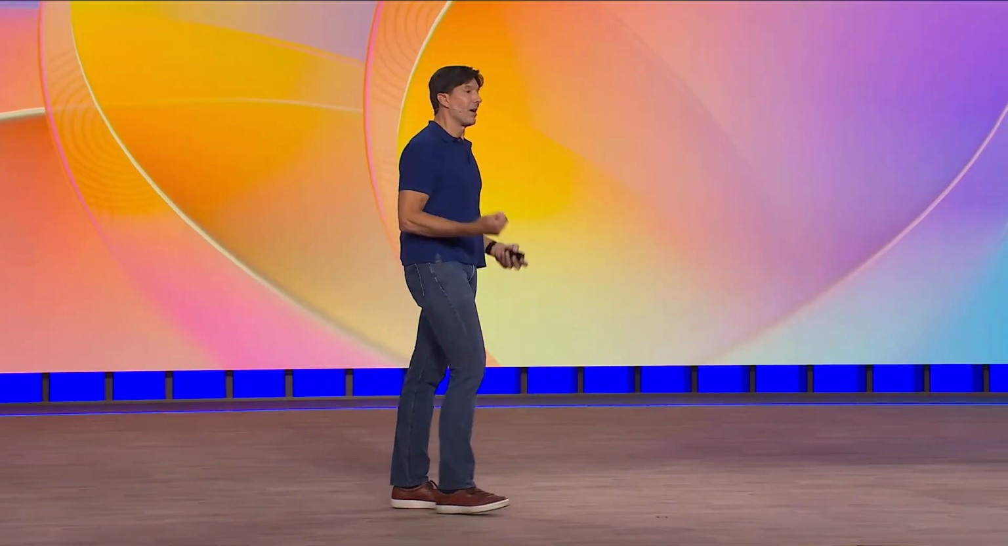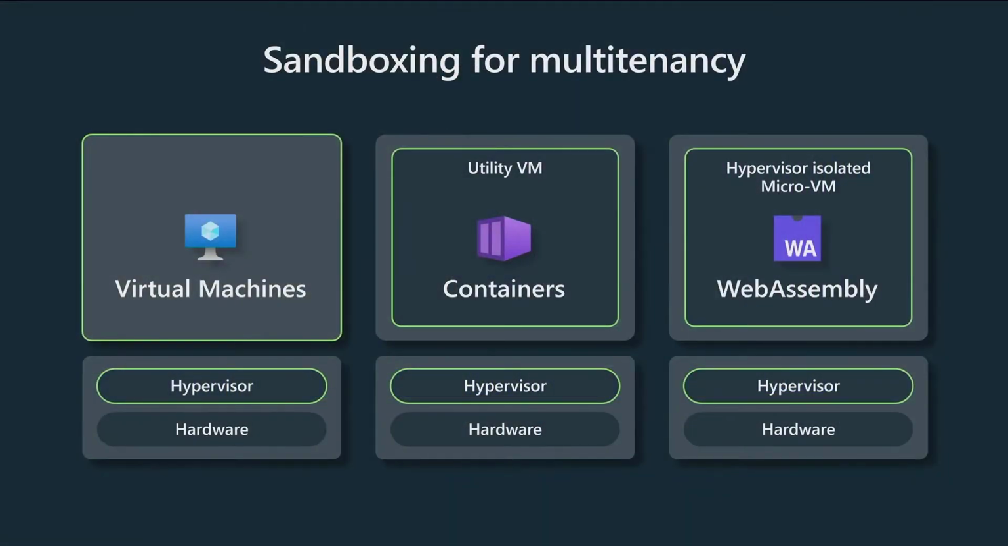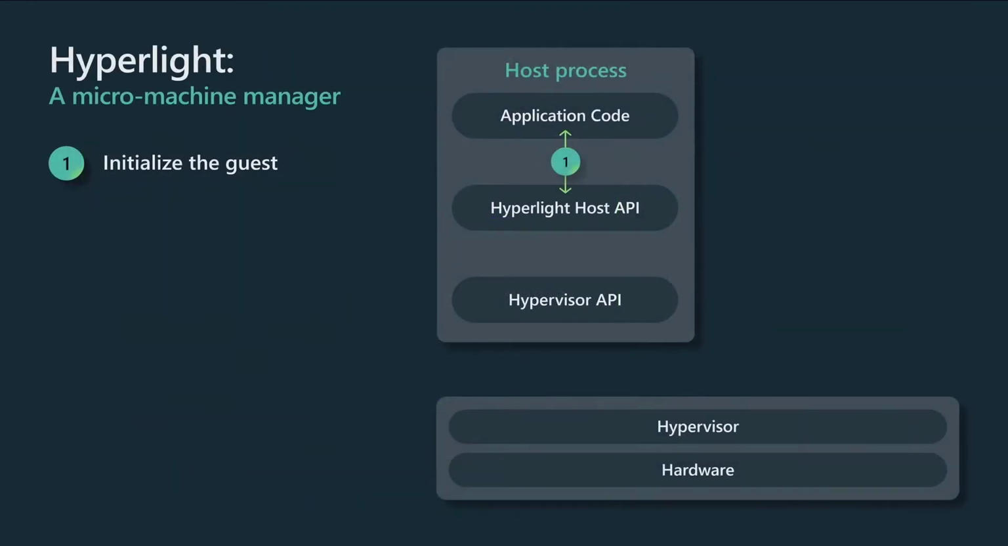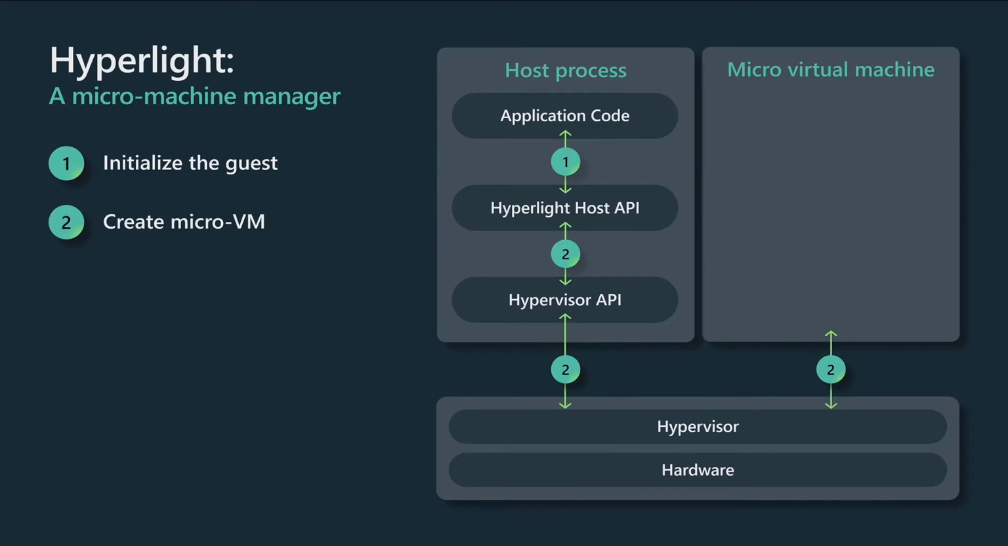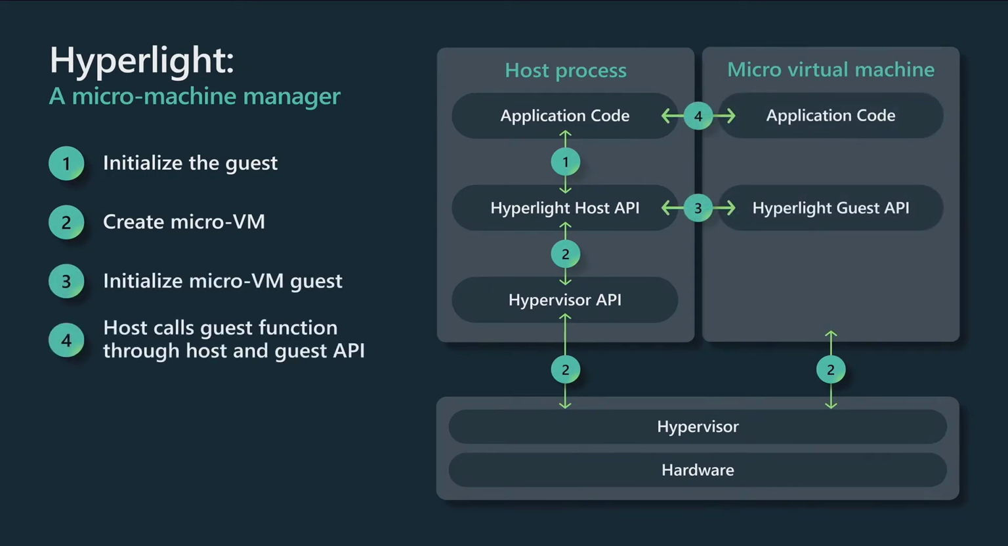So we've been working on how to solve this problem. And we've come up with something we call a micro VM, which can create tiny sandboxes, whether WASM or some other runtime, and strongly isolate them with the guarantees we need on top of the same hypervisor stack. Hyperlight works by giving an application the ability to go create a micro sandbox, a micro virtual machine, load some code into it, and then call that code.